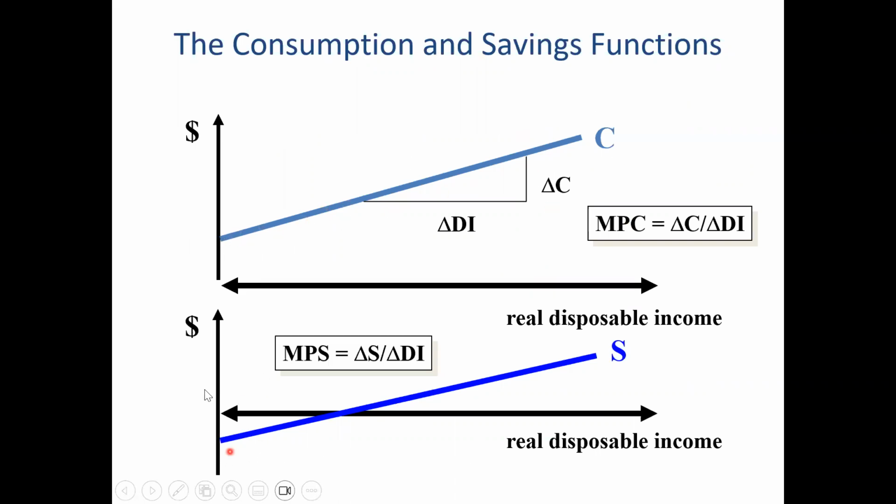And if you start from the negative part, this is the saving function. The saving function is the change in saving over the change in disposable income. The marginal propensity to consume is the change in consumption over the change in disposable income. So this is the consumption and saving function. In this section, we have the consumption function, the saving function, the marginal propensity to consume, and the marginal propensity to save.